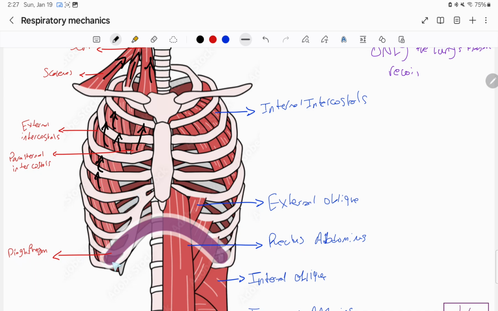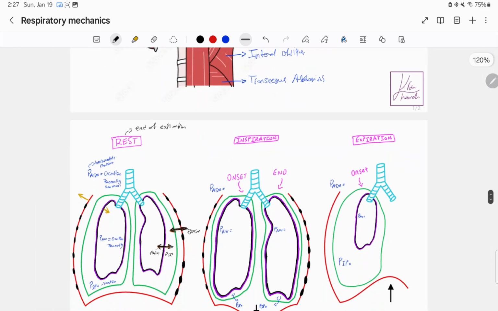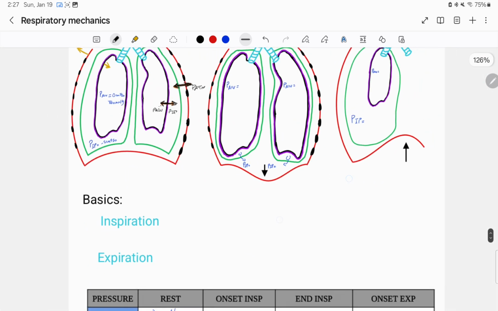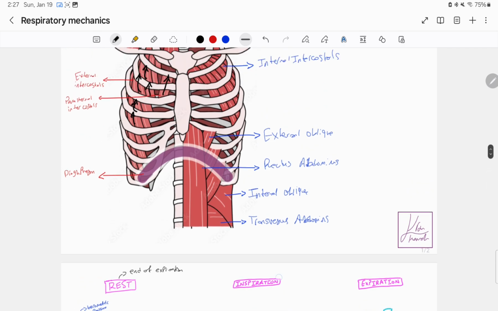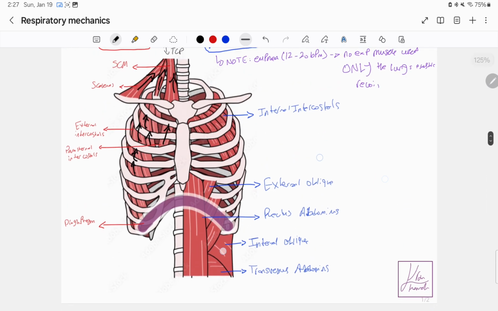The diaphragm, being the main inspiratory muscle, when it contracts, instead of being in this dome shape, it's actually going to look something like this. It plops down, which you can see right here, and increases space vertically for the lungs to expand into. That's very important.